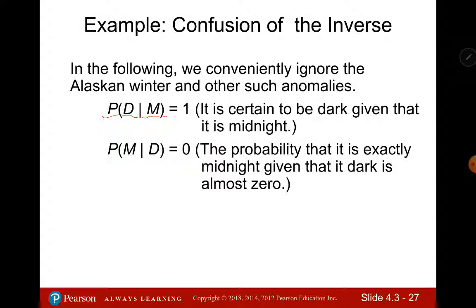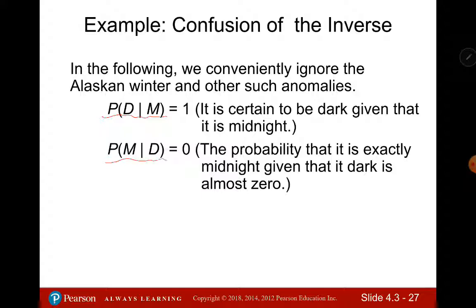Because midnight is our condition. So we already know it is midnight. So the probability of outside is dark is equal to 1. We can be pretty sure if it's midnight, then it's dark outside, right? We're pretty sure about that.